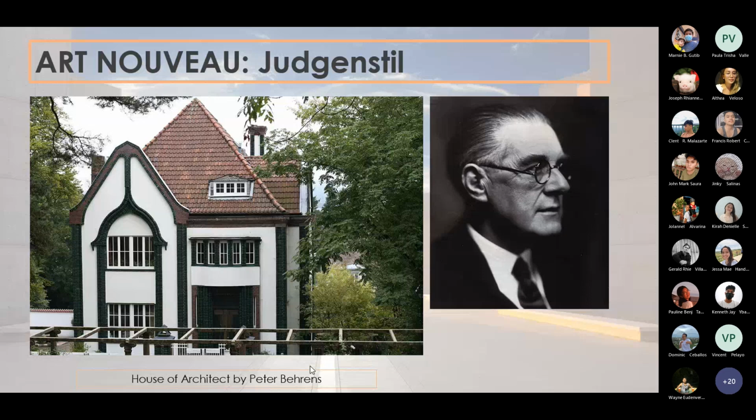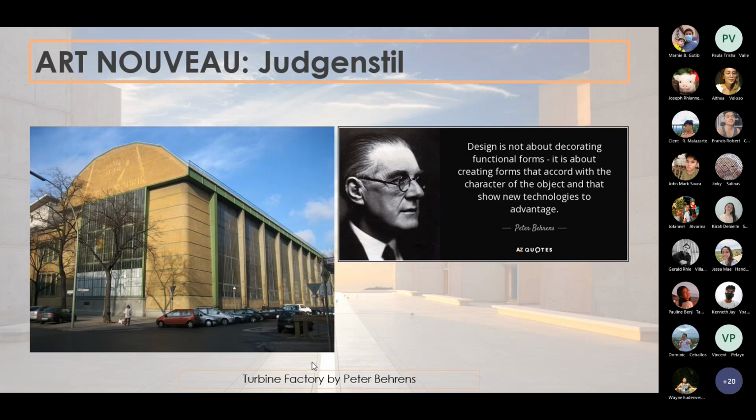So going back to the Art Nouveau. Jugendstil is Art Nouveau in Germany. One of the notable architects during that time is Peter Behrens. This is his design, the house of the architect by Peter Behrens. And another building, one of the new types of structures that emerged during modern architecture, is this one, the Turbine Factory by Peter Behrens.